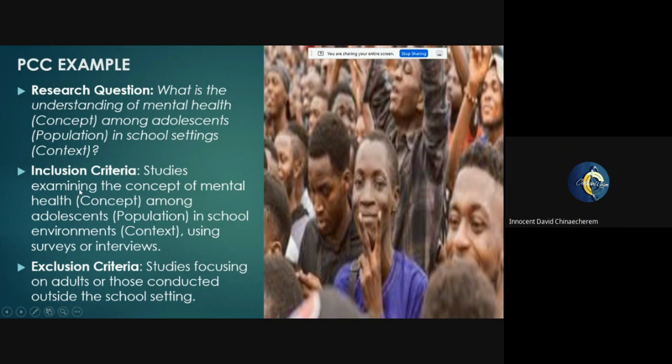In that scenario, studies that are examining the concept of mental health could be the concept, adolescents is the population, school environment is the context. And we could also have specific information within the exclusion criteria that we wouldn't really want. So we'll put them in what? In exclusion.